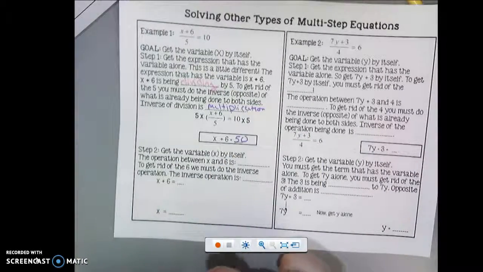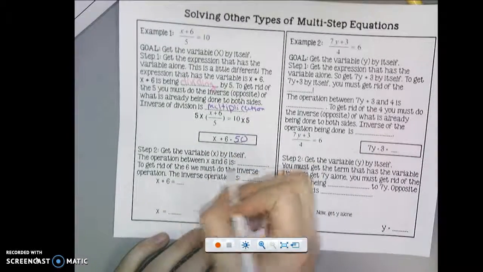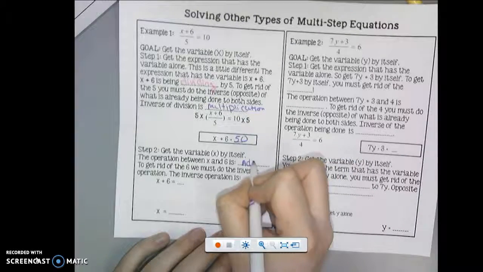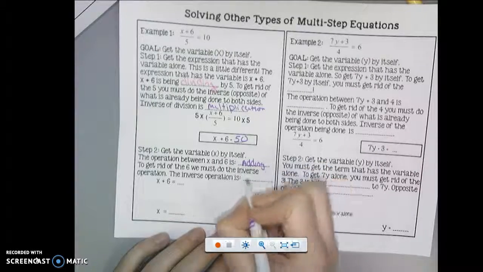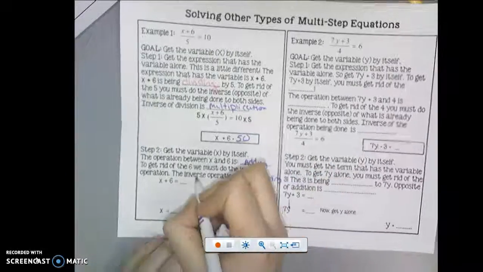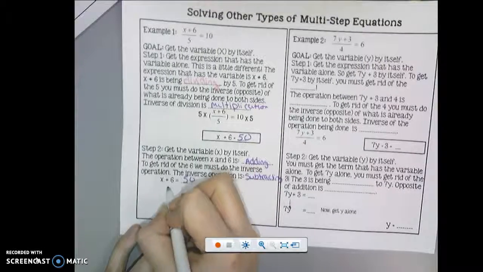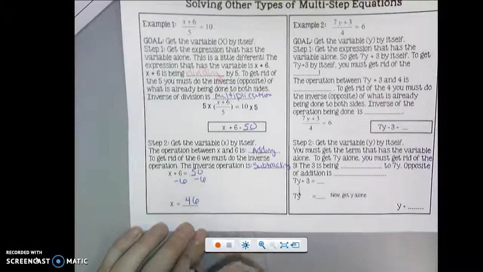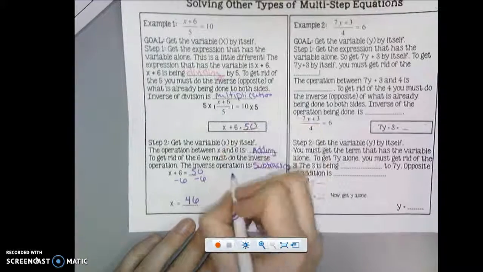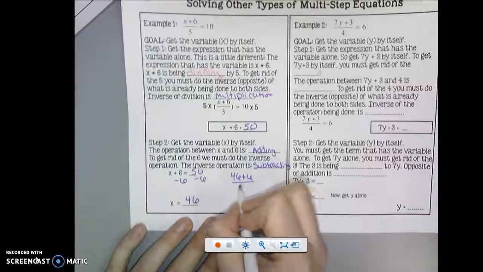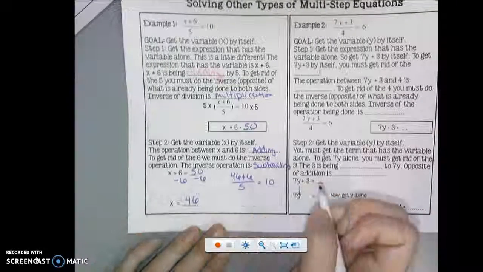And now we want to undo this operation. In x plus 6, the operation between is adding, and the inverse of adding is subtracting. So we have 50 here, so I'm going to subtract 6, and x will equal 46. And we can check this. 46 plus 6 divided by 5, does that equal 10?